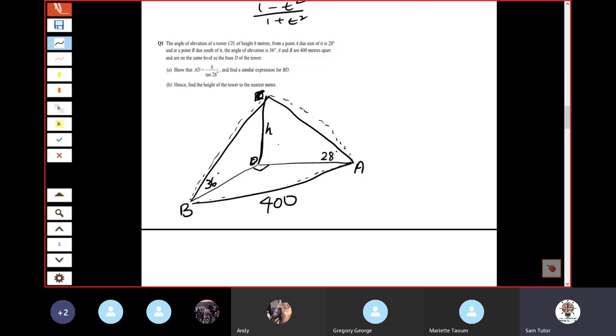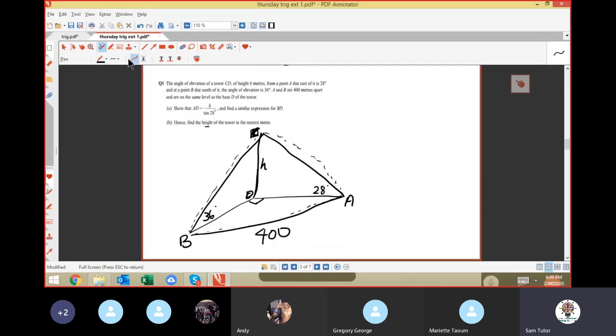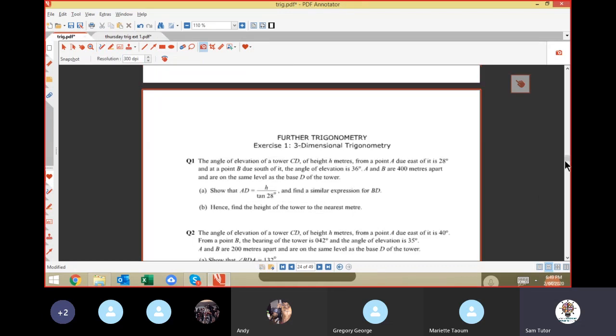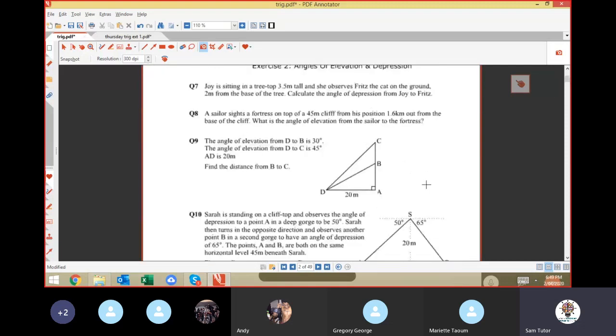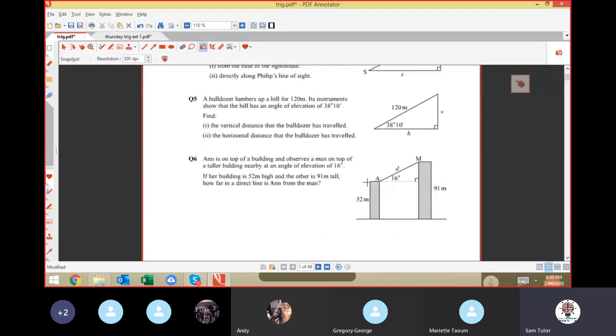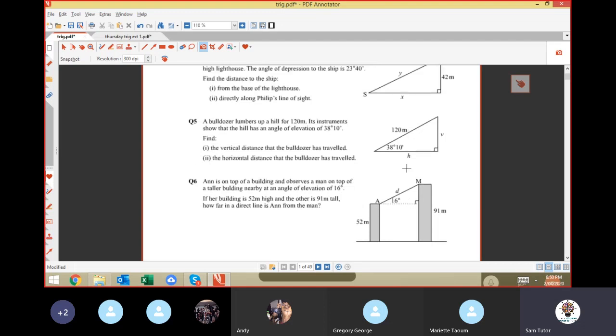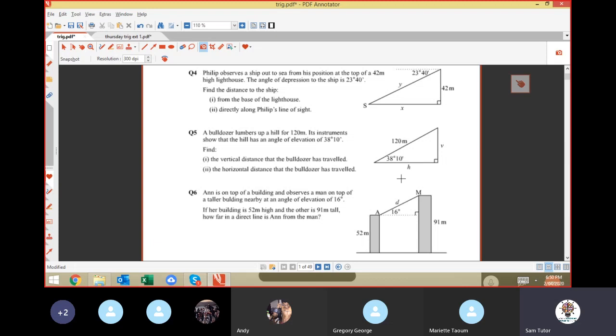The next bit of 3D trig is that eventually you want to find the height of the tower. So we want to find H. Now, the traditional way that you've done trig and finding sides, let's just say this question, to find D, you'll probably do opposite over hypotenuse. To find V, you'll do opposite over hypotenuse. To find H, you'll do adjacent and hypotenuse.